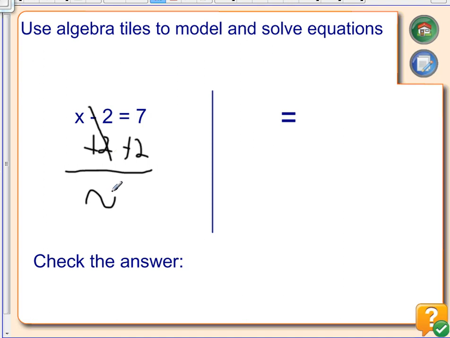And x is going to equal 9. Got my crazy x here. All right. And if you check the answer, we do know that 9 minus 2 does in fact equal 7. All right.